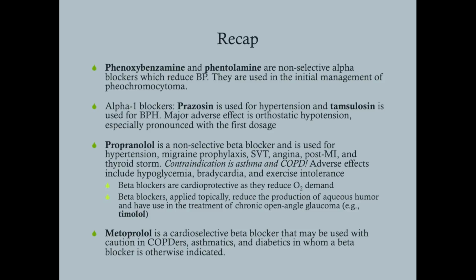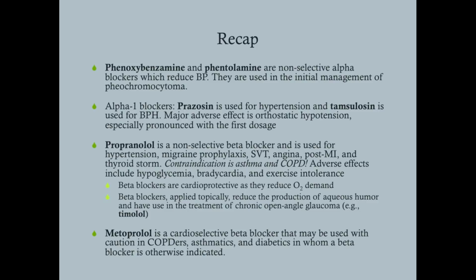Propranolol is a non-selective beta blocker, and it's used for hypertension, migraine prophylaxis, supraventricular arrhythmias, angina, post-MI, and thyroid storm. Big list of things that propranolol is used for. The contraindication, because it's non-selective and it blocks beta-2 receptors, is asthma and COPD. You will never give that to these patients. You'll never give a non-selective beta blocker to a patient with asthma or COPD. The adverse effects include hypoglycemia because it blocks gluconeogenesis and glycogenolysis, bradycardia because it blocks beta-1 receptors, and exercise intolerance for the same reason. Beta blockers are cardioprotective. All of them are cardioprotective because they reduce the heart rate and hence reduce oxygen demand.